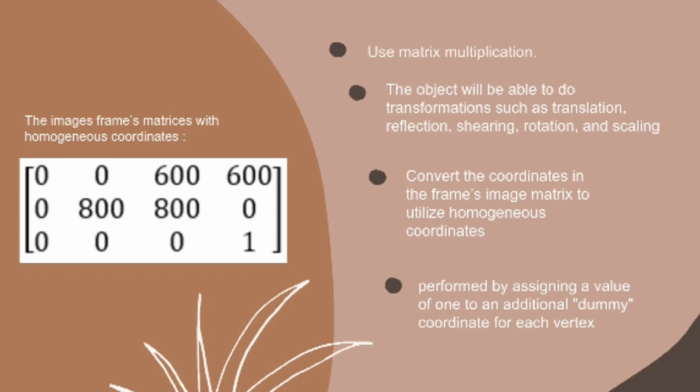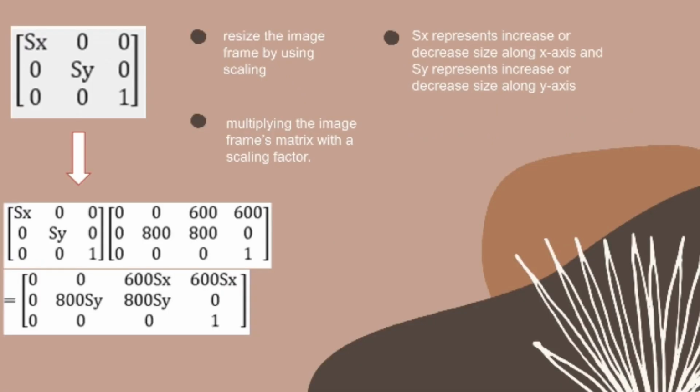They must be modified using a 3x3 matrix because they cannot be added or multiplied using scalars. We must convert the coordinates in the frame's image matrix to use homogeneous coordinates. This is performed by assigning a value of 1 to an additional dummy coordinate for each vertex. Therefore, we can resize the image frame by using scaling. This can be achieved by multiplying the image frame's matrix with a scaling factor.